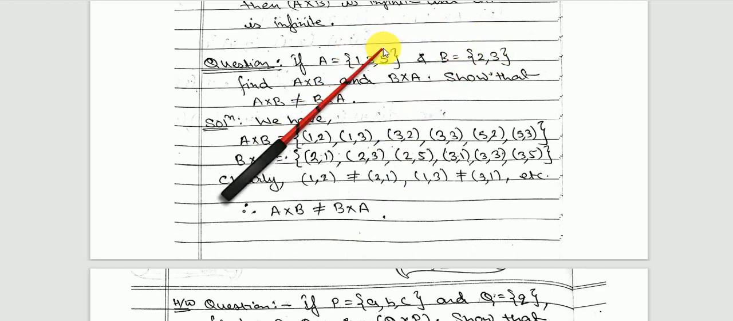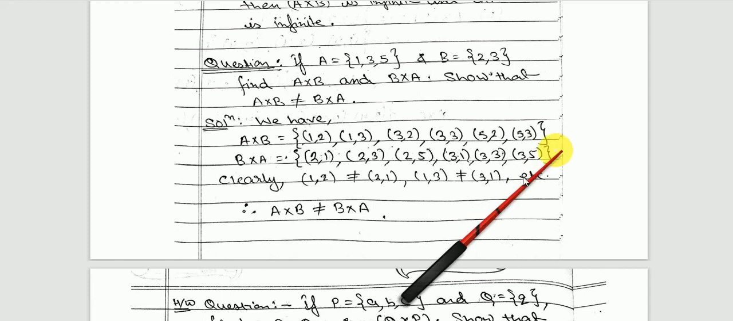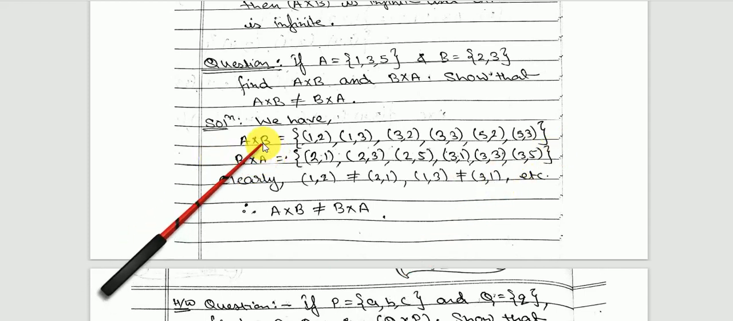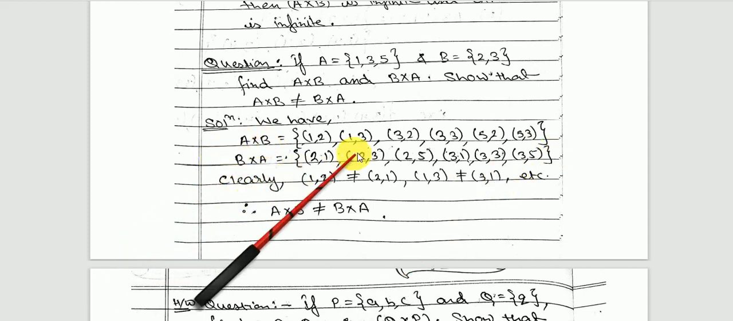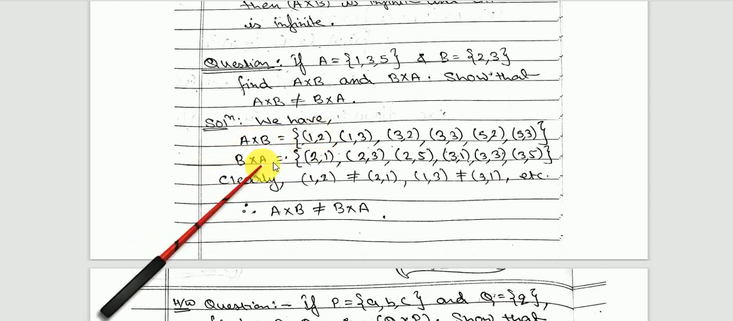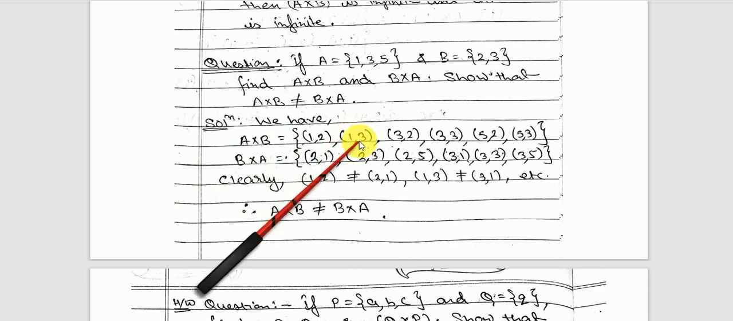Next we'll take this element 3. So 3 comma 1, 3 comma 3, 3 comma 5. Okay, so we got the ordered pairs. Now you can observe over here that the elements of A cross B and B cross A are not exactly the same.